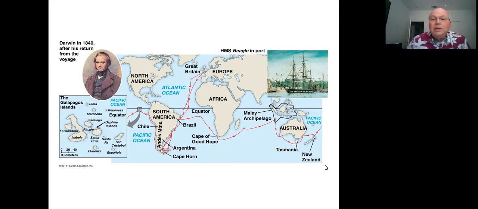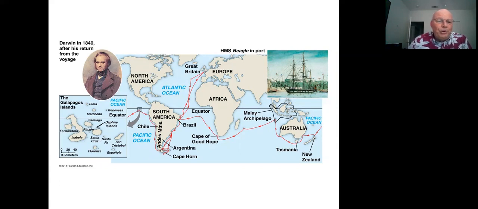But you can see that Darwin visited a lot of locations, spent a lot of time in South America, because that is primarily where the Beagle was doing its work. It was mapping the coastline of South America. That's why it went out in the first place. It did visit the Galapagos, and of course, most people know about Darwin's work in the Galapagos.